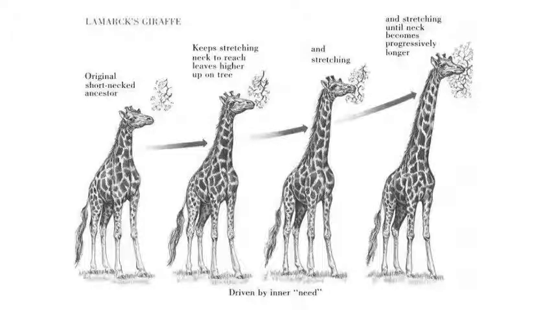This is the picture of Lamarck's theory: the original giraffe was short-necked, and its ancestors were short-necked. They kept on stretching for the higher leaves on the tree, and generation after generation, the neck became longer.